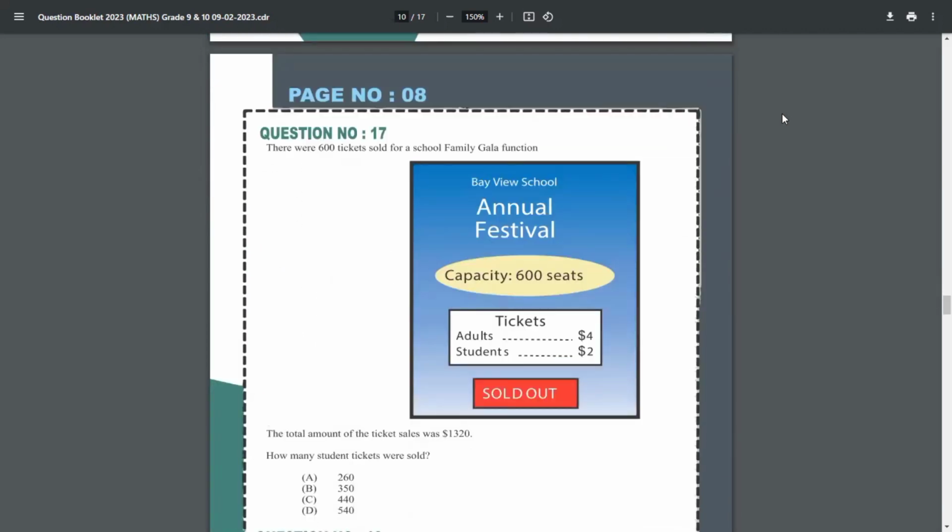Question 17. There were 600 tickets sold for a school family gala function. The total amount of the ticket sales was $1,320. How many student tickets were sold? So the correct option is D, 540.